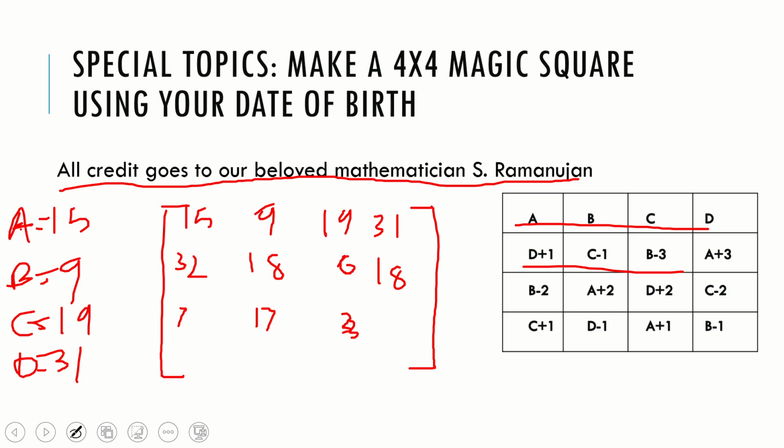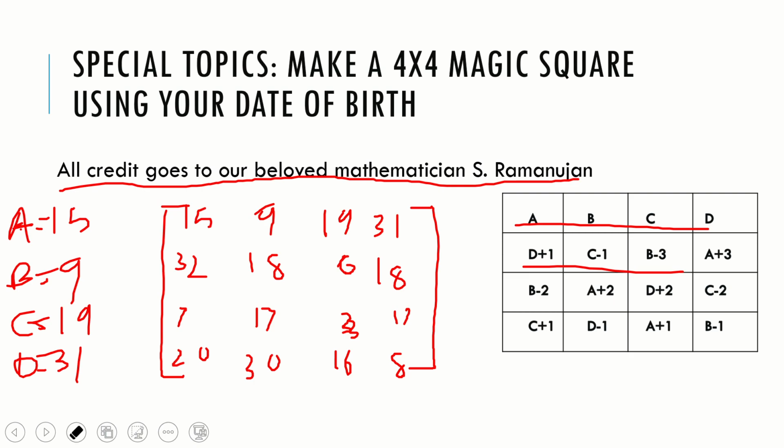And C minus 2 is coming 17. And C plus 1 is coming 20. And D minus 1 is coming 30. A plus 1 is coming 16. And B minus 1 is 8. See? Okay. Now how will you say that it is a 4 by 4 magic square matrix?